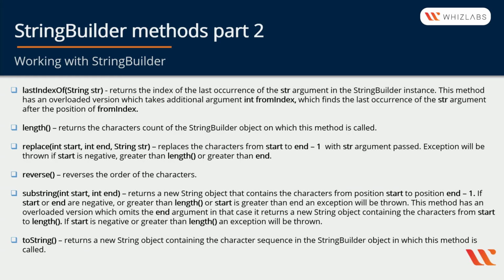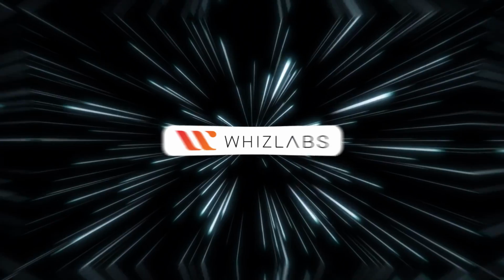toString returns a new String object containing the character sequence in the StringBuilder object on which this method is called. Those were the methods I think you need to know exist. For more information about methods and their exact workflow, you can always check the Java documentation. This is in case you want to perform some fancy operations. That was all about StringBuilder for now.